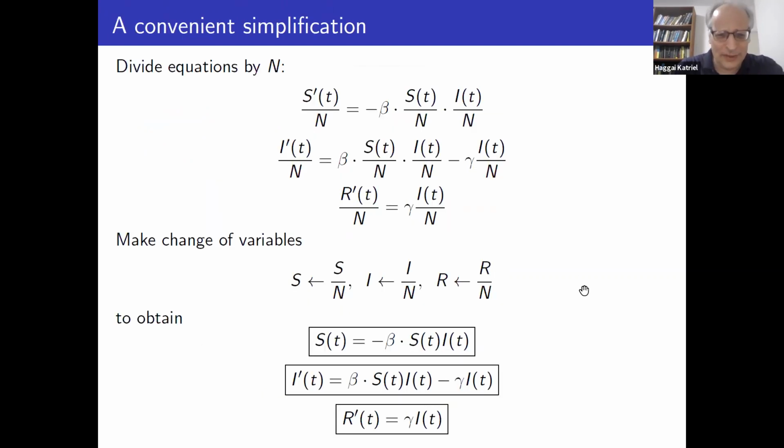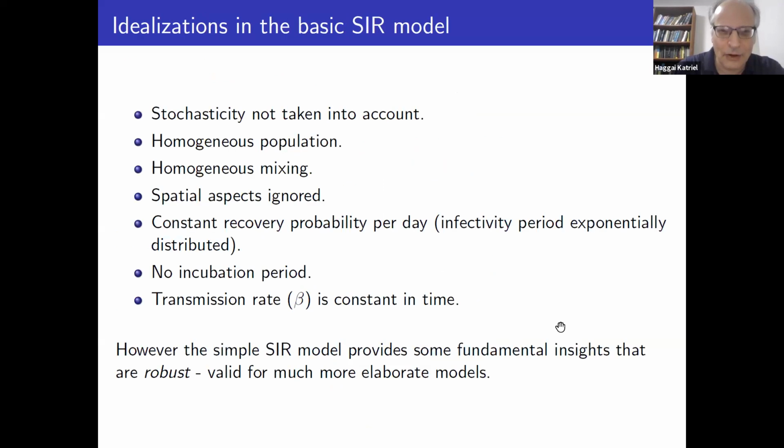One small thing that can help the analysis is to divide everything by N, the size of the population, so the new variables are just the fractions of each of the groups, and you see that the size of the population doesn't really come into this model, just the fractions of the populations.